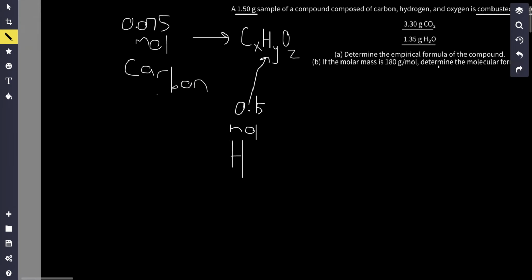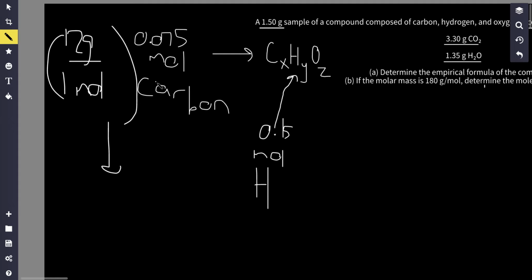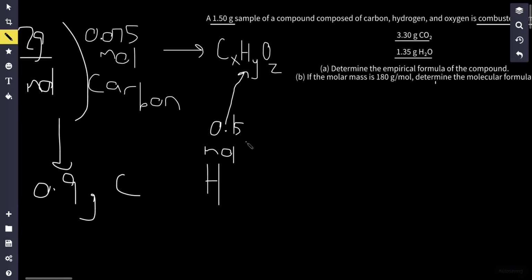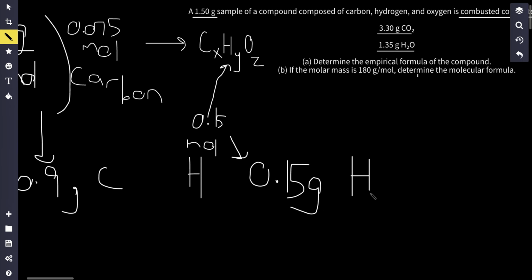Recall that carbon has a molar mass of, I'm pretty sure, 12 grams per 1 mole. So in 1 mole of carbon, that weighs 12 grams. That means that if we have 0.075 moles of carbon, we're going to have 0.9 grams of carbon. And likewise, we do the same thing for hydrogen. So we're just going to have 0.15 grams of hydrogen.